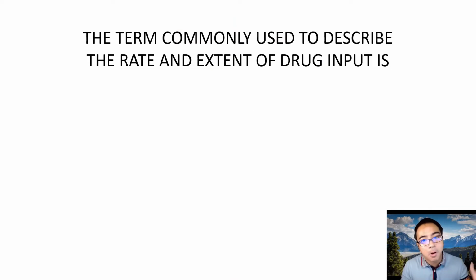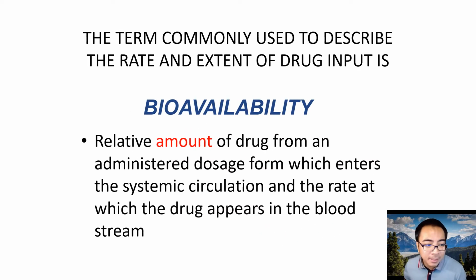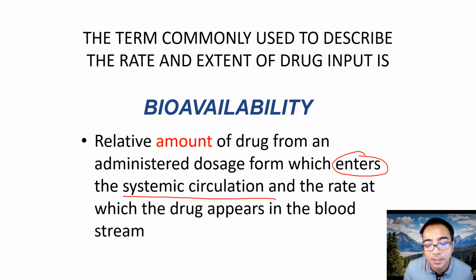Now, what's the term commonly used to describe the rate and extent of drug input? It's defined as bioavailability. So bioavailability, class, is simply defined as the relative amount of drug from an administered dosage form which enters, here's the keyword, enters the systemic circulation, and the rate at which the drug appears in the bloodstream. Simply put, bioavailability is a pharmacokinetic parameter designed to determine how fast and how much of the drug is entering the bloodstream as it's being absorbed.